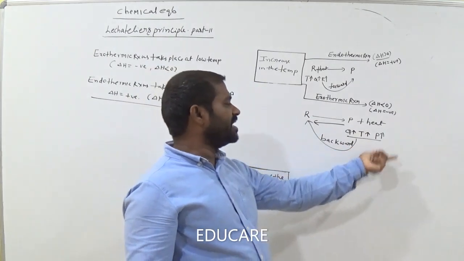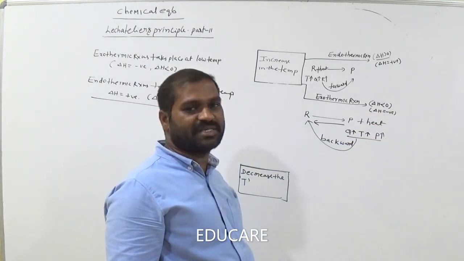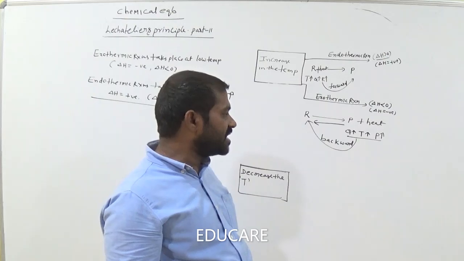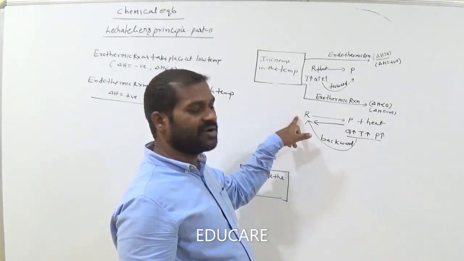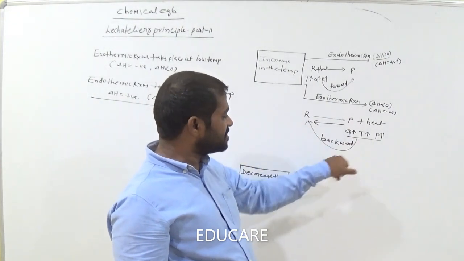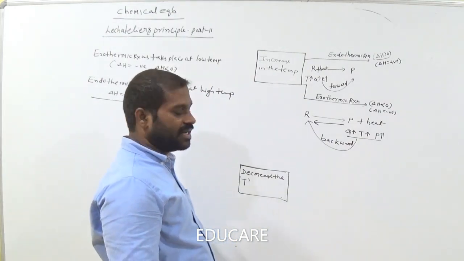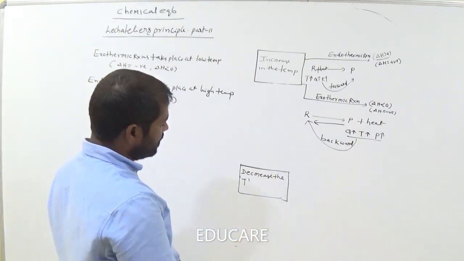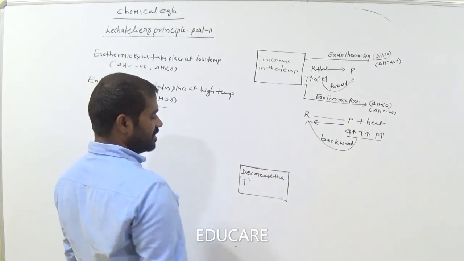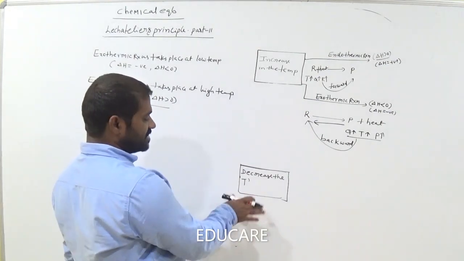Okay, here we increase the pressure, the system can try to decrease the pressure. Am I right? How does it decrease the pressure? By increasing the concentration of reactants. That means the reaction takes place in the backward direction. Is it clear, all of you? So now come to here. Now in the system we decrease the temperature.